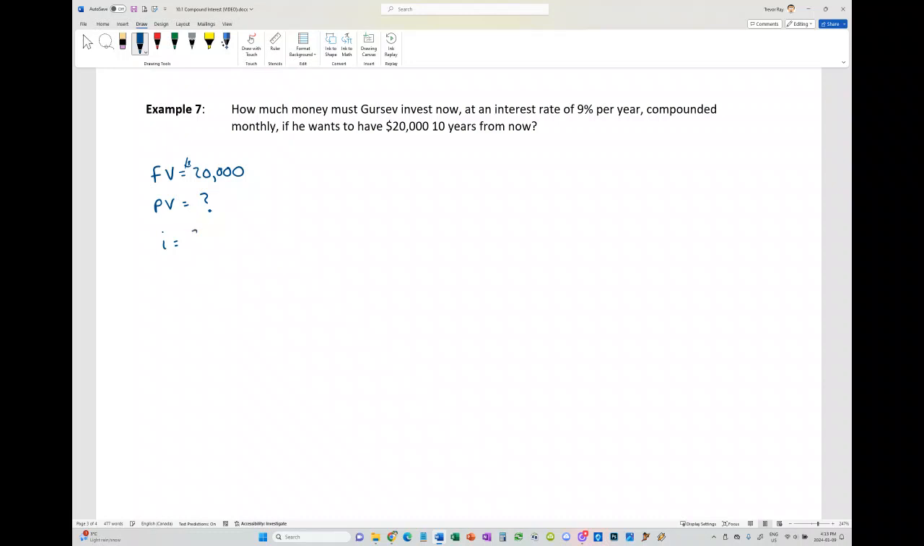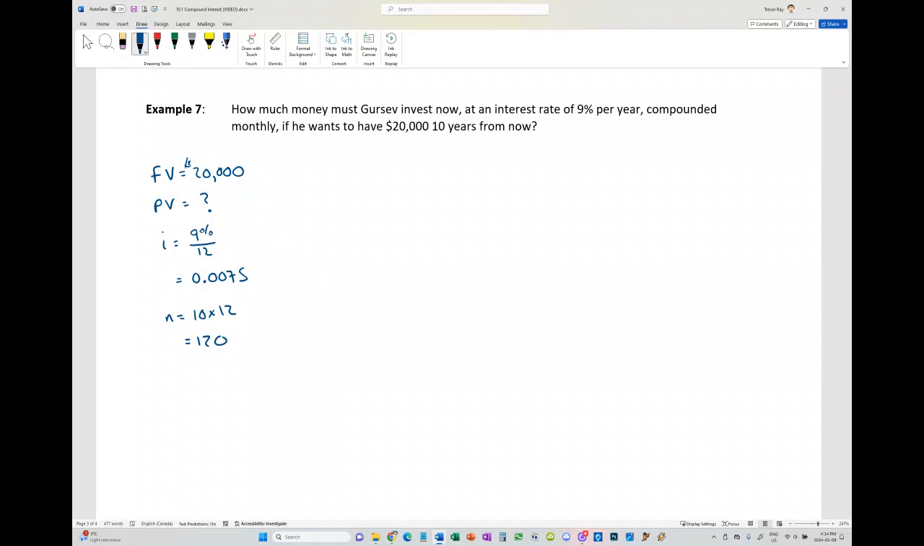The interest rate is 9% and it's compounding monthly, so we'll divide that by 12. 9% divided by 12 is 0.0075. And the number of compounds is, again, the number of months in 10 years, so 10 times 12 is 120.